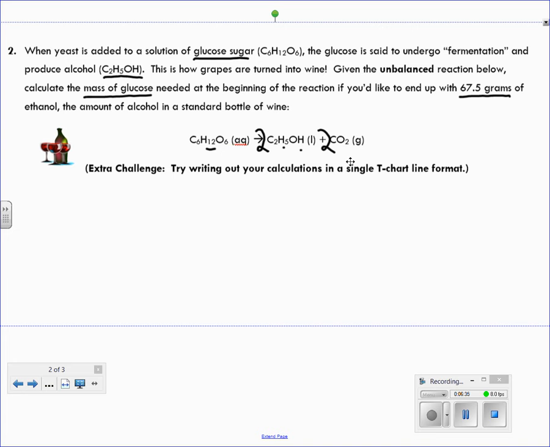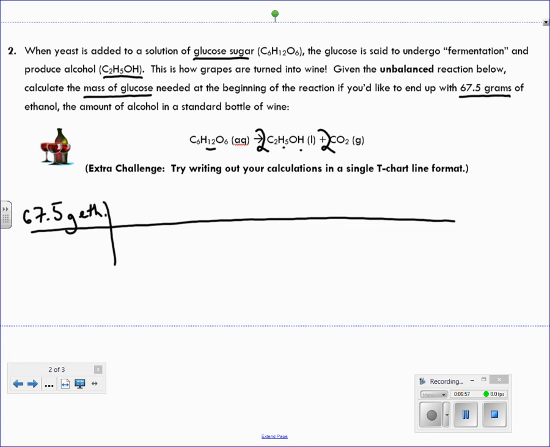Okay, setting it up in this nice big long line. Like I said, if you can quietly in your nerd heart secretly enjoy these, and if you don't yet, you just might. They're nerdy fun. So we start with 67.5 grams of ethanol. Like with all T-chart problems, the number given in the problem goes in the upper left. I'm going to abbreviate ethanol.